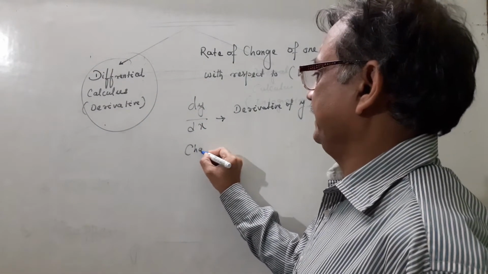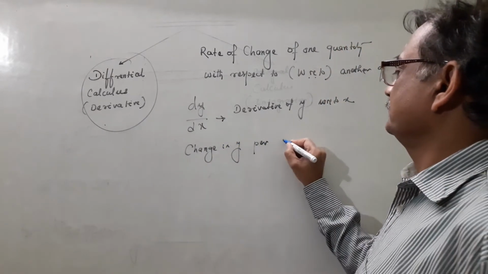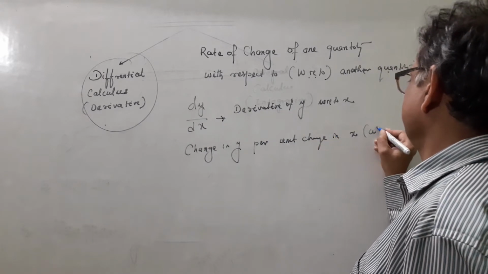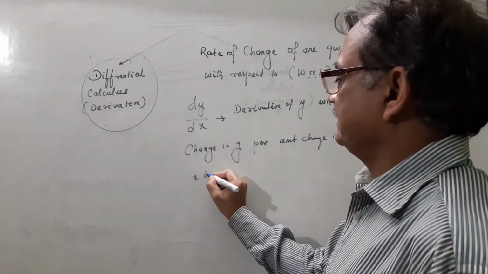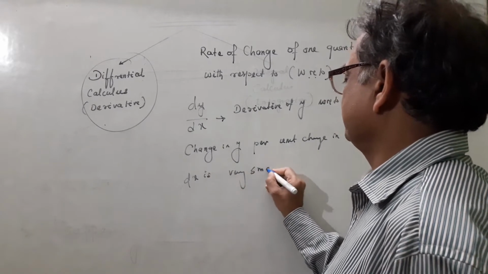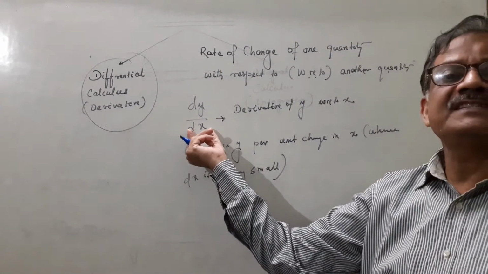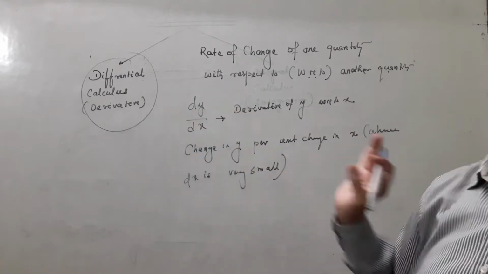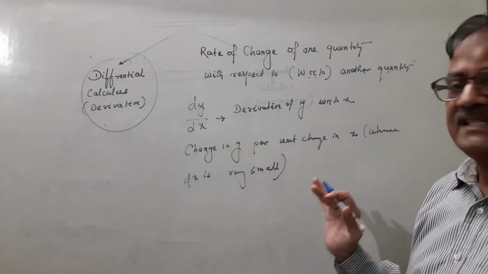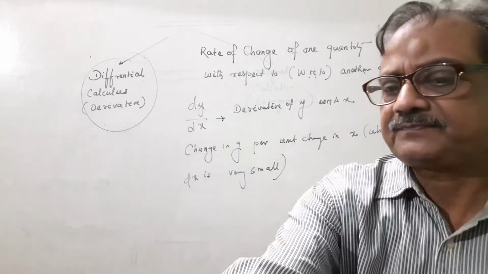What is this actually? The change in y for unit change in x, where dx is a very small quantity. Change in y with respect to a very small change in x is called the derivative of y. You will learn it in mathematics in detail, but in physics you just remember some 5 to 6 formulas and you can do the problems.